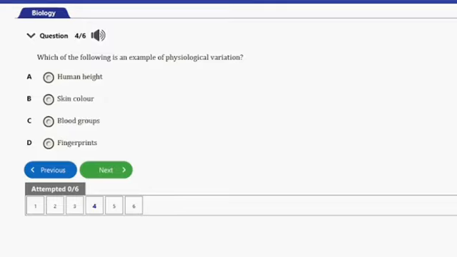That's question number 4 here. It says, which of the following is an example of physiological variation? We have A. Human height, B. Skin color, C. Blood groups, D. Fingerprints. So guys, out of the options here, option C is the physiological variation, and that's blood groups. So let's go ahead and consider the next question, guys.